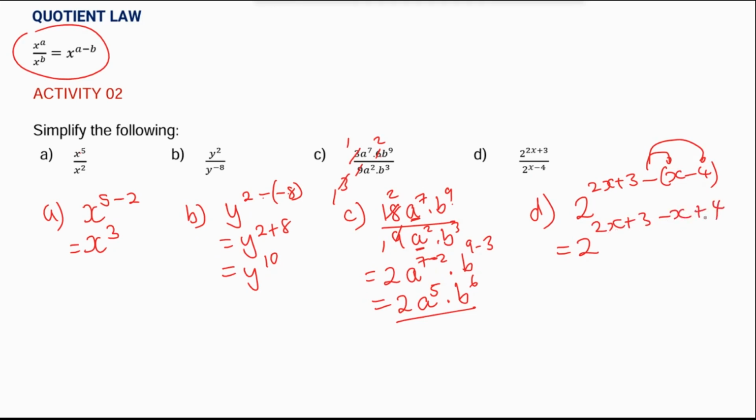Okay, now we can simplify 2x minus x, that is x, and then 3 plus 4, that is 7, positive 7. That's the answer there.